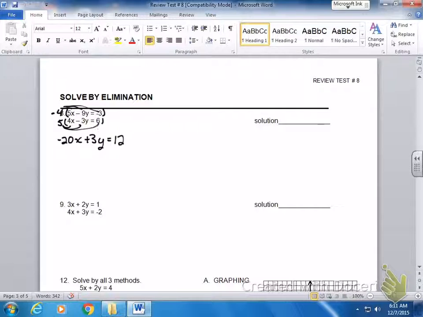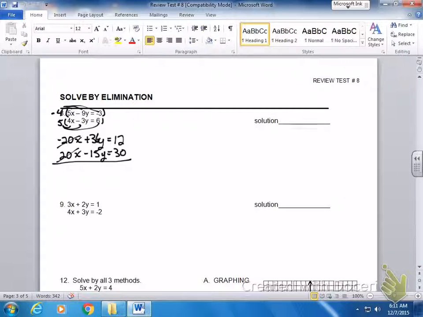Now let's go ahead and do the same thing to the other one. 5 times 4x is 20x. That's going to give me my elimination. 5 times negative 3y is negative 15y. And 5 times positive 6 is 30. So I have my new system here. It's adjusted. Something will eliminate. Negative 20 plus 20. That's going to be gone.